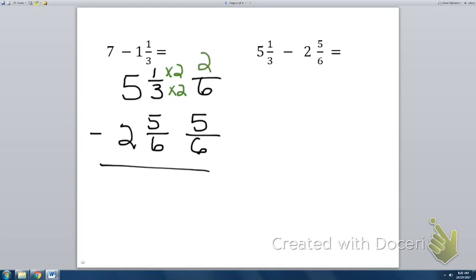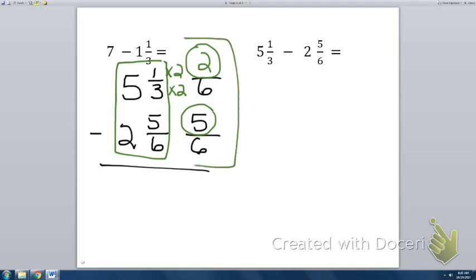So again, I see that I have a problem here because I can't subtract 5 from 2. So another method is to just sort of throw this out and convert them all to improper fractions. Now, you could convert them from the existing fractions, or you could do it from here using the fractions with the common denominator.